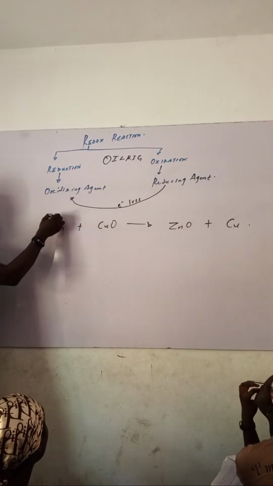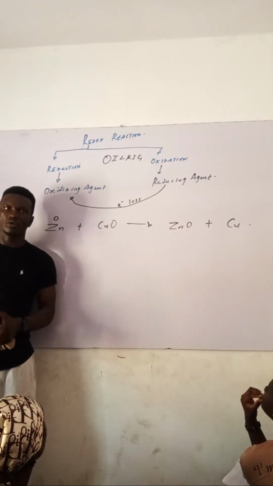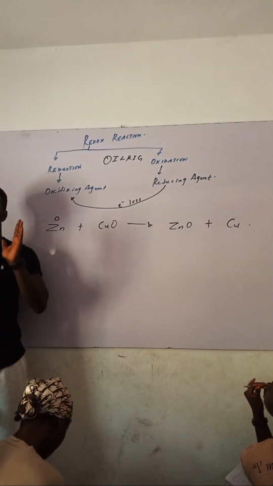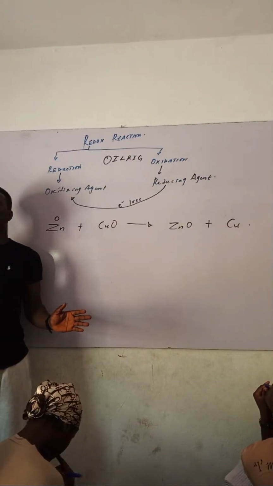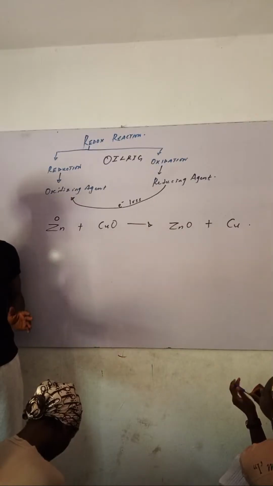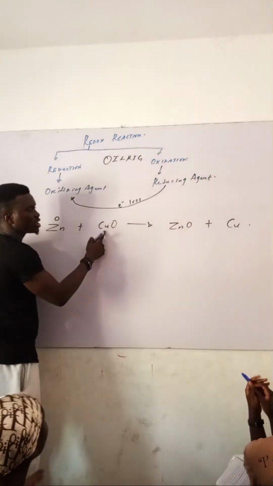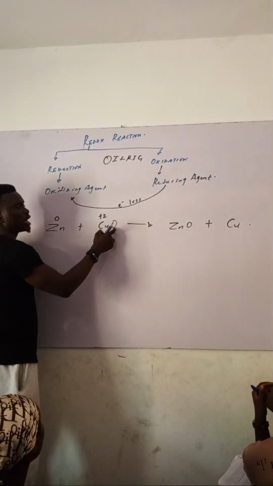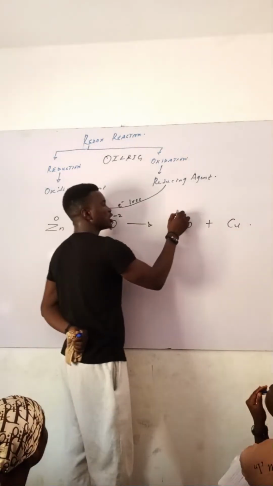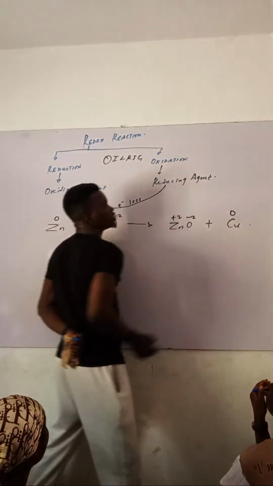This is going to be 0. I think that's one of the things I forgot to tell you in the rule. Whenever an element is on its own, the oxidation state is usually 0. When an element is not in combination with another element, the oxidation state is usually 0. For this one, the oxidation state is +2, and this is -2. This is on its own, so it's going to be 0.